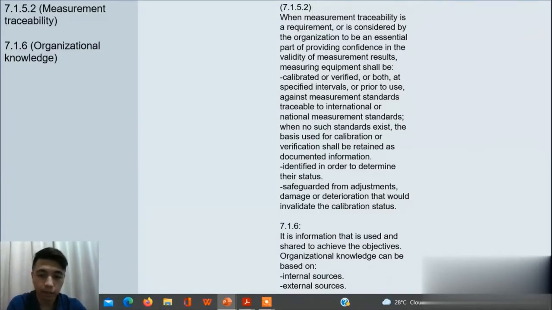Then 7.1.6 is about organizational knowledge. It is information that is used and shared to achieve the objectives. Organizational knowledge can be based on internal sources, for example, the lessons learned from failures and successes of projects. Next, the external sources. An example of external sources is gathering knowledge from the customers.